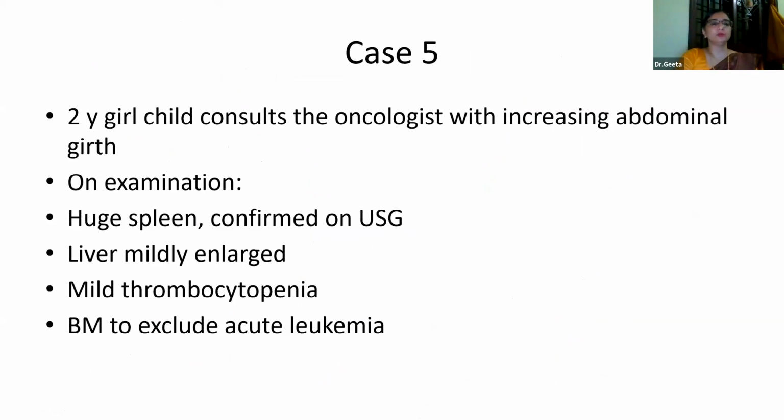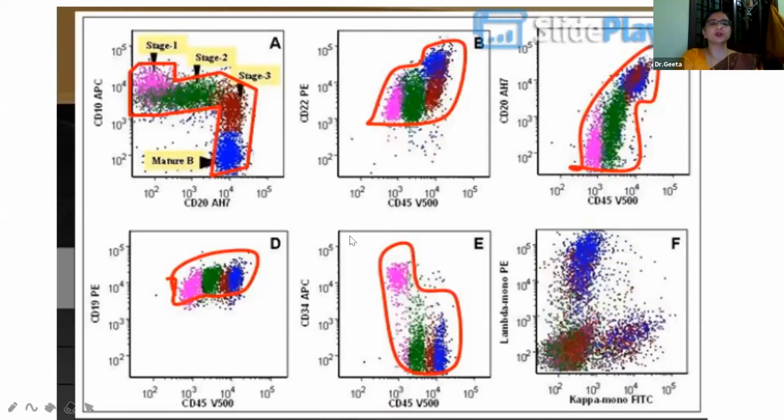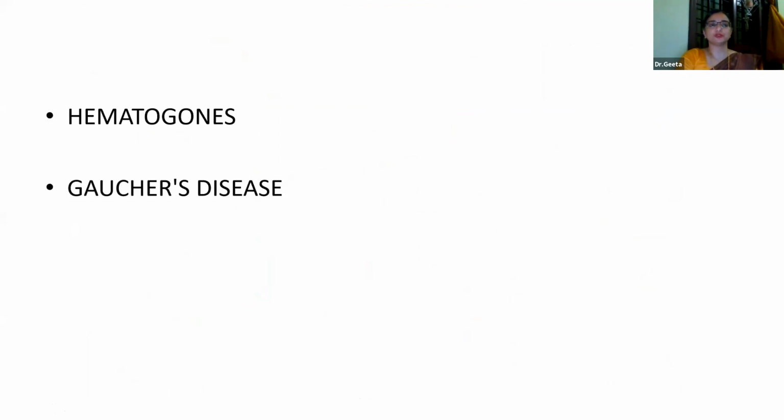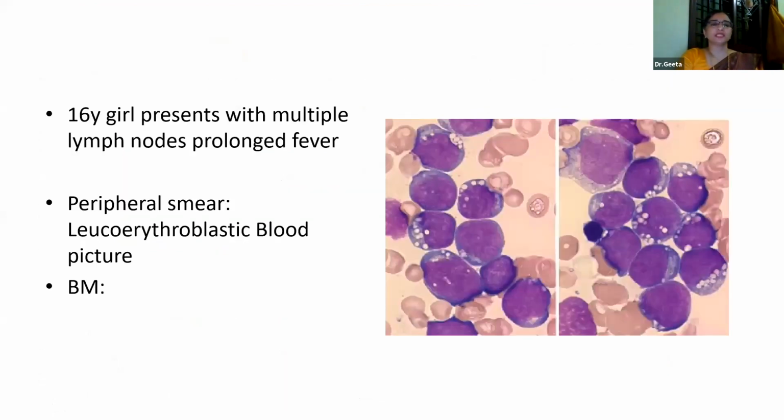Another child who came with huge spleen and had these types of cells which look like blasts. However, the flow cytometry did not show a cluster of cells. It showed a patterned appearance. So this is the waterfall pattern that you typically see in hematogones. So this child actually had Gaucher's disease and had reactive increase in hematogones. So this is the maturation pattern of the B cell progenitors.